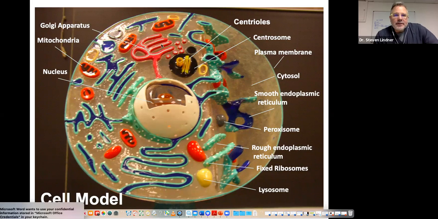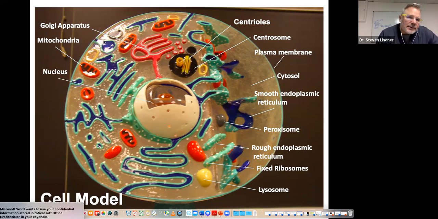Here we have this other structure. It looks pinkish, reddish. It's called the Golgi Apparatus or the Golgi Complex.